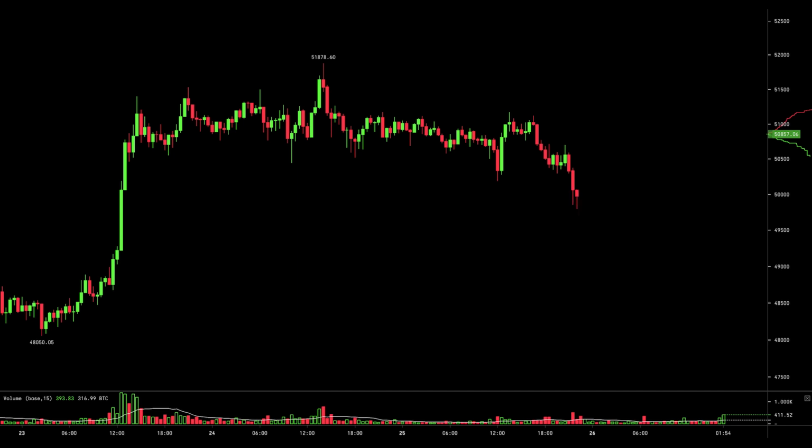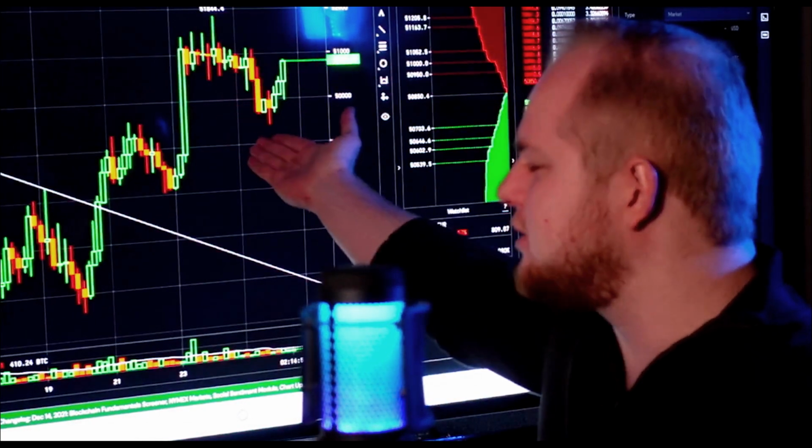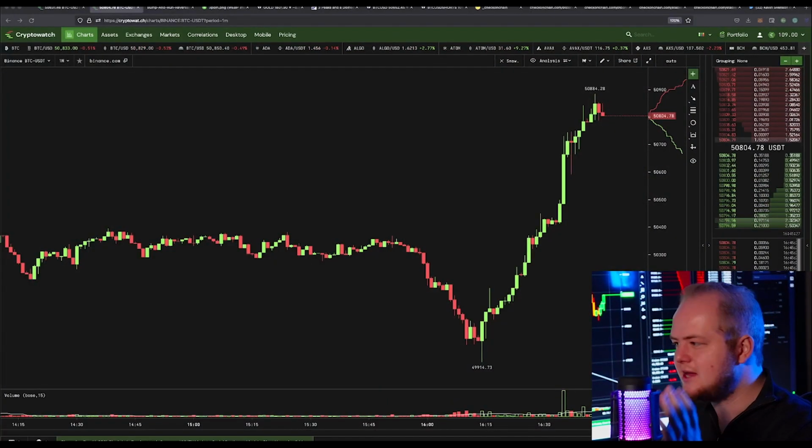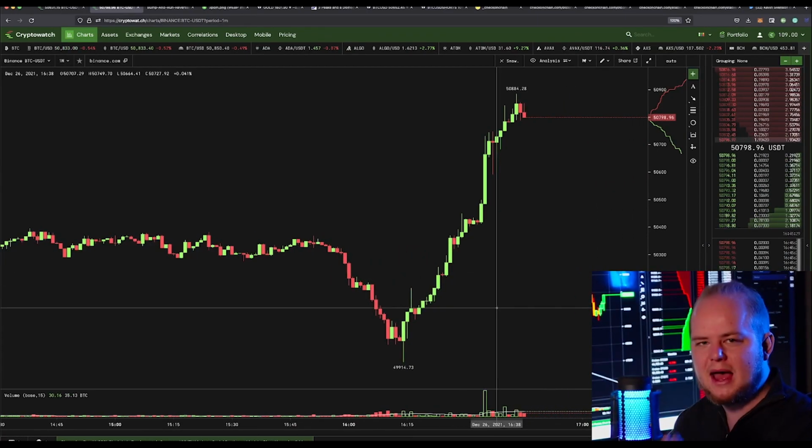Going into the end of the day yesterday on Christmas, we did get a little bit of a dump, which disappointed some people. But over the past few 4-hour candle periods, we have actually found a nice higher low on the chart. Bitcoin is actually creating a stair-step pattern back to the upside. And a lot of this has taken place just over the past few minutes.